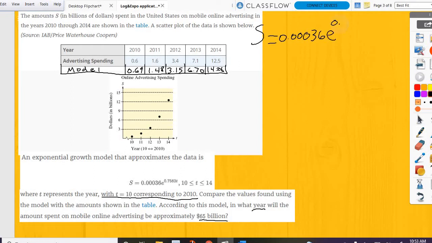Do I want to plug in 65 billion? That would be a rather large number. Well, I hope not. What do we want to plug in instead? 65. So do we all say that our S is in billions of dollars? So this is 65 billion. Then we would just plug in 65. And then what are we doing? Yeah, we're solving for T, right?